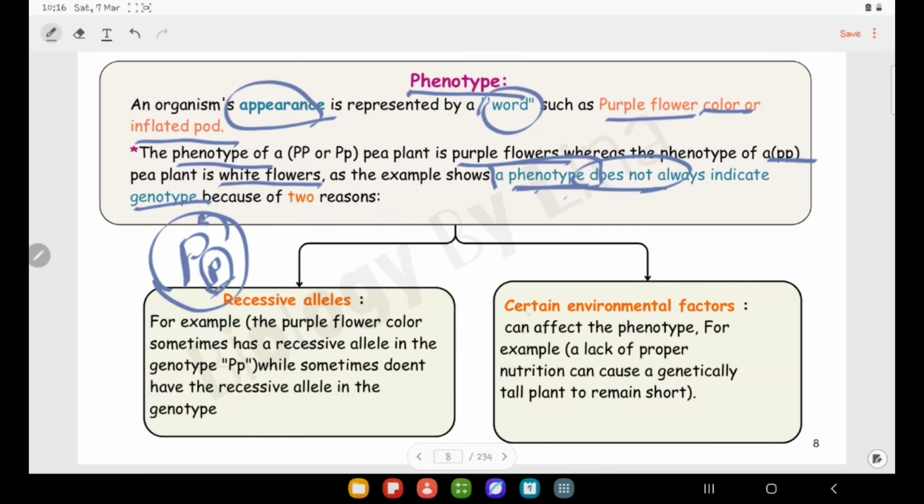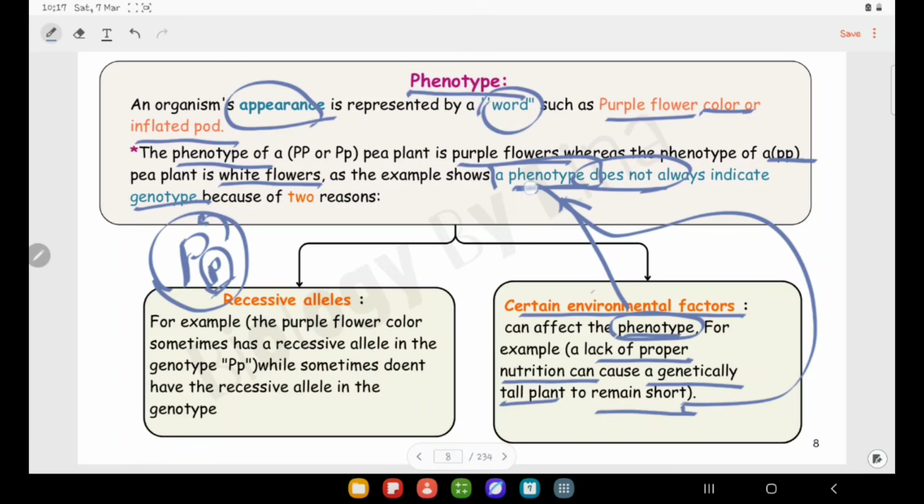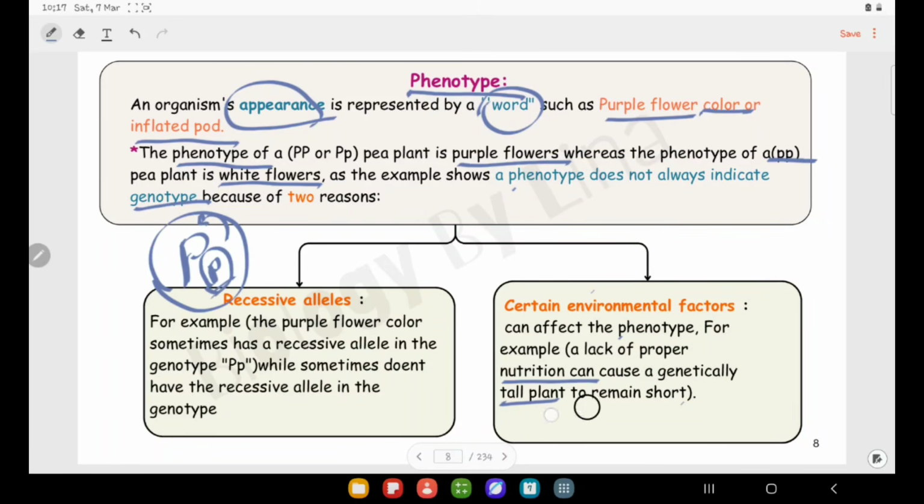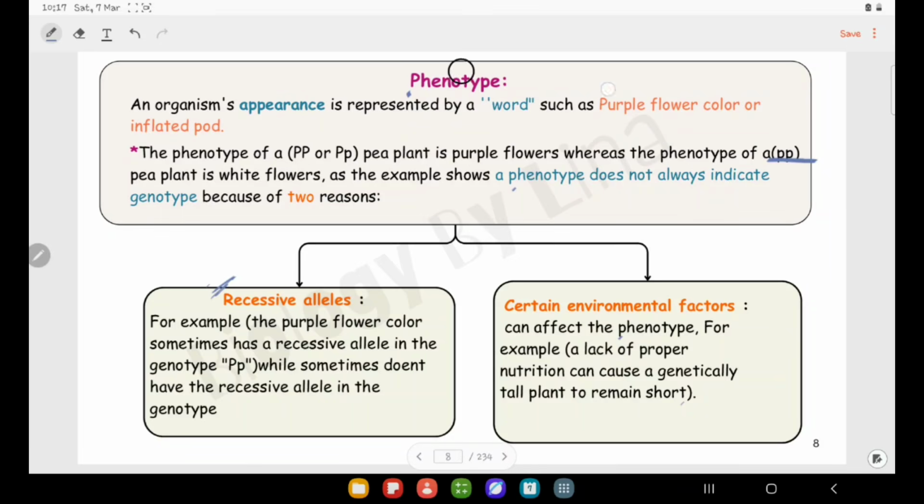The second reason is certain environmental factors. Do these environmental factors affect the genotype or the phenotype? They affect the phenotype. That's why the phenotype does not always represent the genotype. Why? Because sometimes these factors can affect the phenotype of the organism. For example, if you have a lack of proper nutrition in the soil, lack of water, or not enough exposure to sunlight, at that time, what will happen? The genetically tall plant may remain short, and that's why we can't always say the phenotype represents the genotype in the pea plant. This is only for Mendelian genetics.